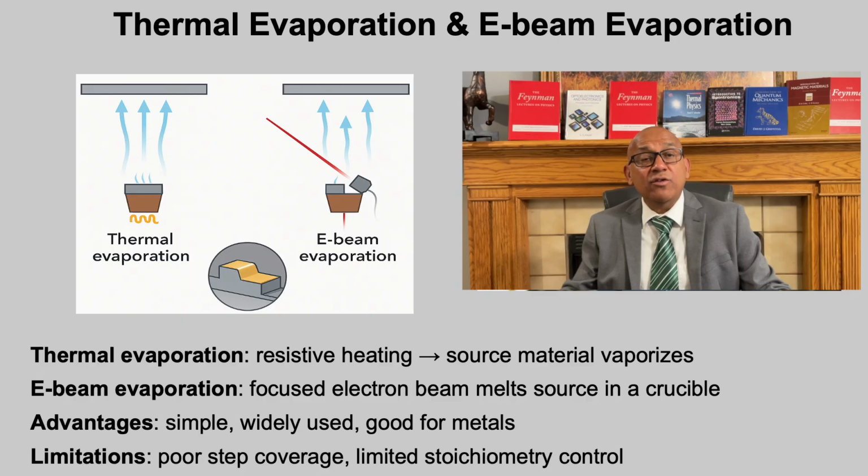Both methods are straightforward and effective, making them common choices for depositing metallic thin films in research labs and small-scale applications. However, they also have important limitations. Because the vapor travels in line of sight, these methods suffer from poor step coverage on complex 3D structures. In addition, it can be difficult to maintain the exact stoichiometry of compounds since different elements may evaporate at different rates. Despite these limitations, evaporation remains one of the most accessible and versatile PVD techniques.